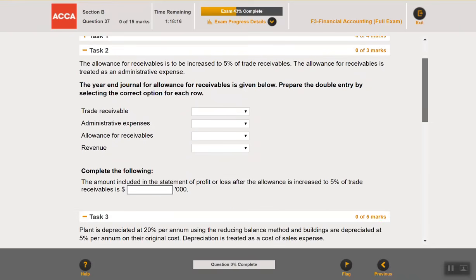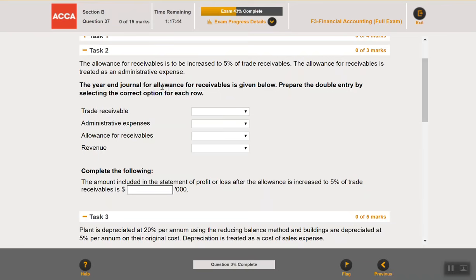Well, let's see. The allowance for receivable is to be increased to 5% of receivables. The allowance for receivable is treated as an administrative expense. The year-end journal for allowance for receivable is shown below. Prepare the double entry by selecting the correct option for each row. Okay, 5% of allowance has increased. If allowance increases, it is debit bad debts and credit allowance. But in this case, the allowance has been treated as an administrative expense. So we can debit administrative expense instead.